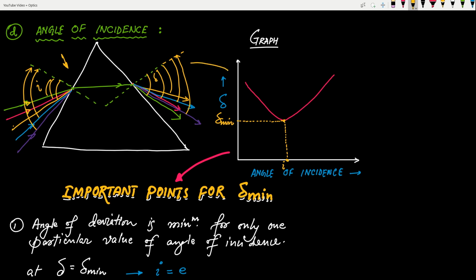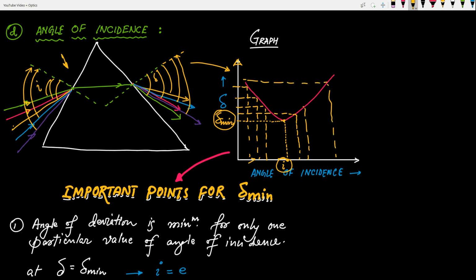And when we plot these experimental values on a graph, we get a graph of this nature. That is, if we take the y-axis as the angle of deviation and the x-axis as the angle of incidence, then we can see that as we increase the angle of incidence, initially the angle of deviation is decreasing, isn't it? And then a point comes at which angle of incidence the deviation is minimum, after which if we start increasing the angle of incidence, we see again the angle of deviation starts increasing. Okay, so this is the graph. So we can see that there is only one value of angle of incidence for which the angle of deviation is minimum. Very important.